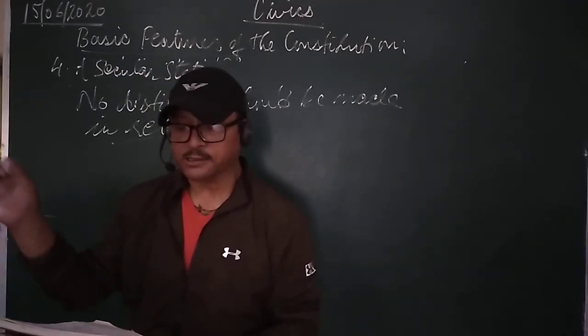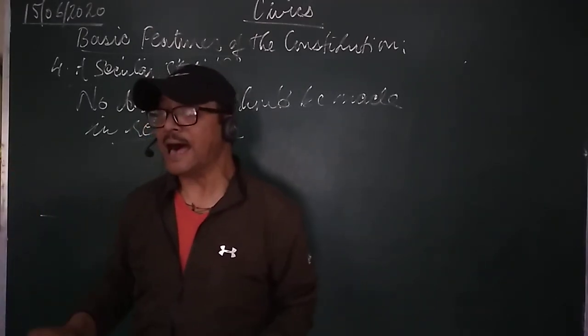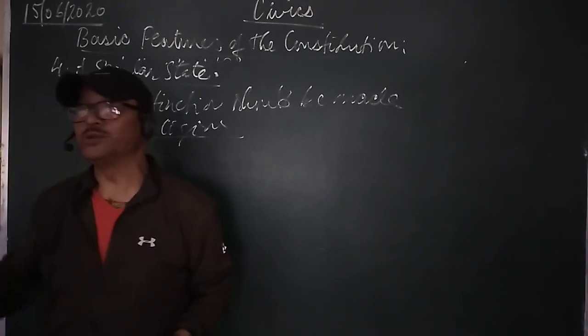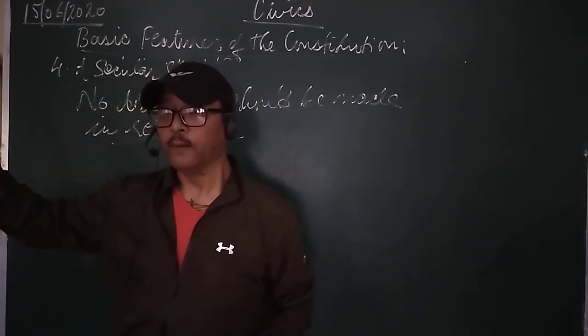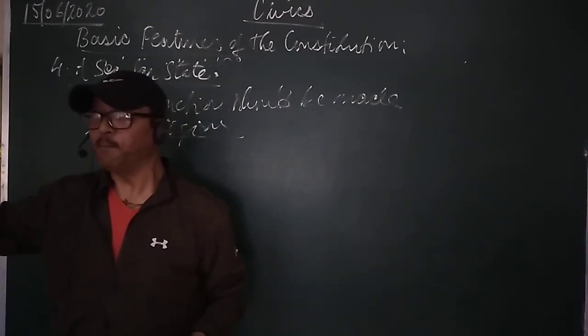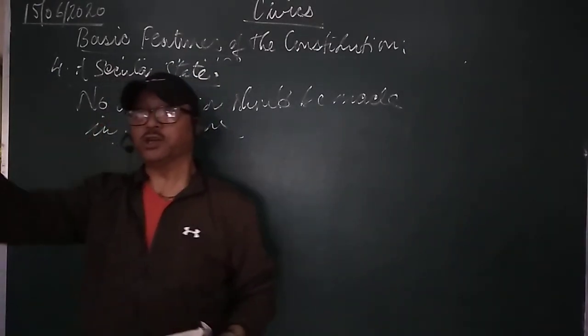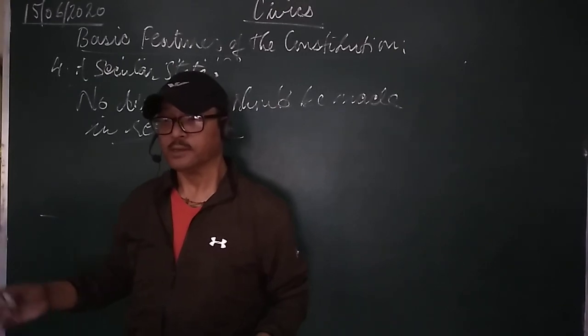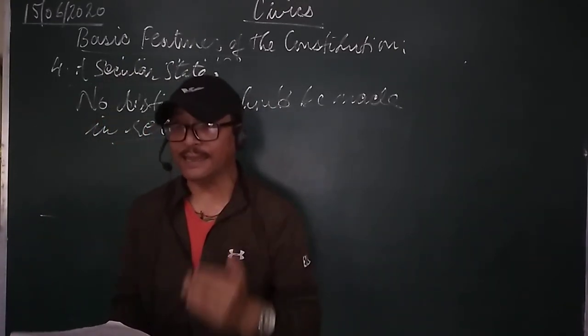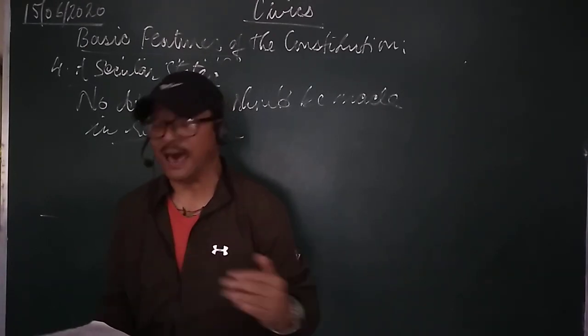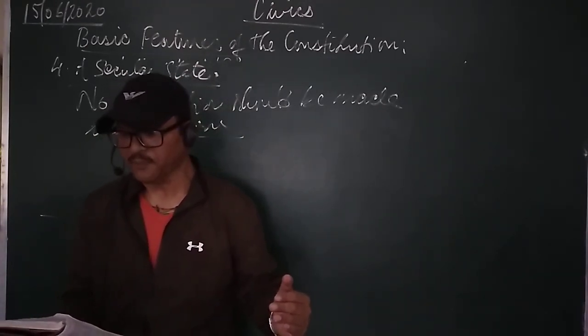Is it clear? The state has no religion of its own. In India, there is no state religion. Likewise, we can find it in Pakistan. In Pakistan, the state religion is Islam. Is it clear? Got it? The state religion is Islam, we call it. But here in India, we don't have a state religion. Is it clear? Got it?